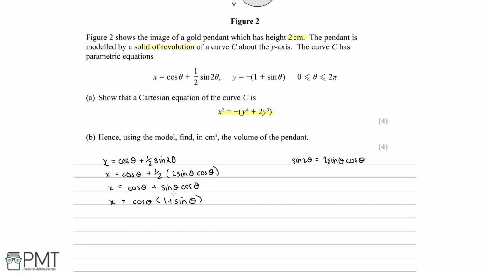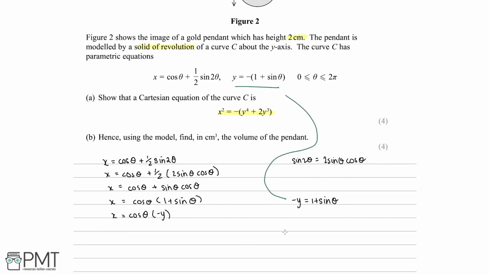Now you can see there is a 1 plus sine theta over here, and there is also a minus 1 plus sine theta over here in our parametric equation for y. Well, we can multiply both sides of this equation by minus 1 to form minus y is equal to 1 plus sine theta. And hence, because we know 1 plus sine theta is equal to minus y, we can plug in minus y into our equation for x that we found over here. So x is equal to cos theta multiplied by minus y, as 1 plus sine theta is equal to minus y.